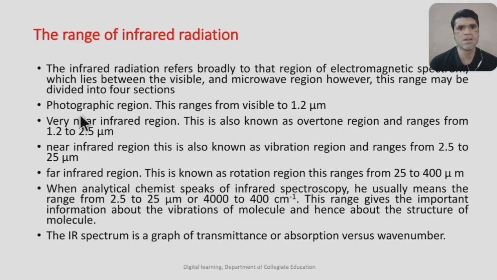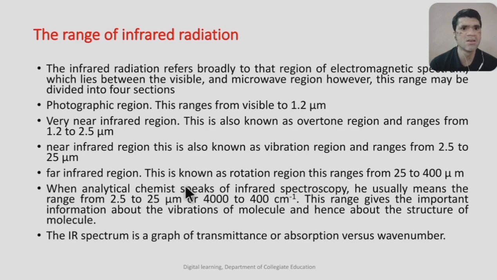The first one we call the photographic region. This ranges from visible to 1.2 micrometer. Very near infrared region, also known as the overtone region, ranges from 1.2 to 2.5 micrometer. Near infrared region, also known as the vibrational region, ranges from 2.5 to 25 micrometer. It is in this region that most of the functional groups vibrate, hence it is also called the vibrational region.